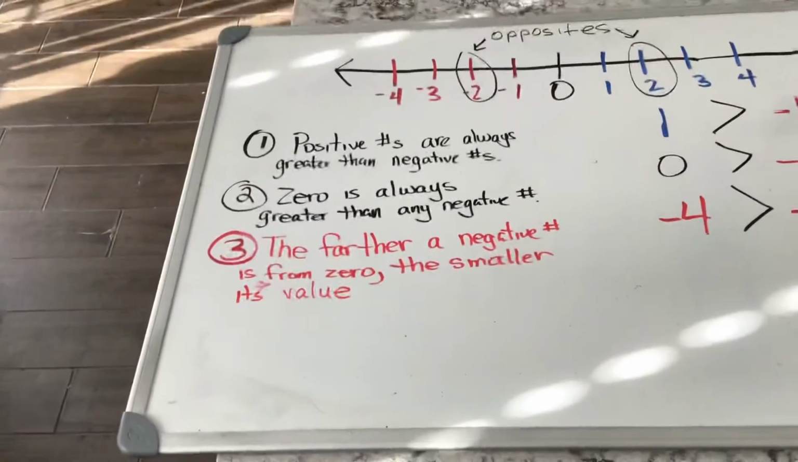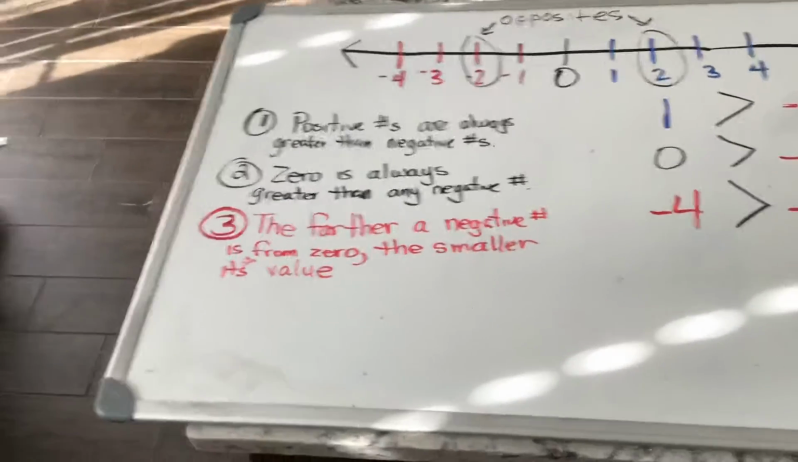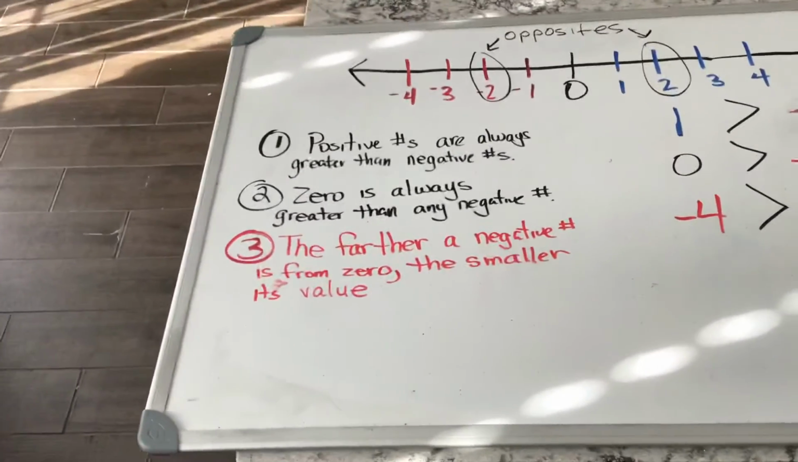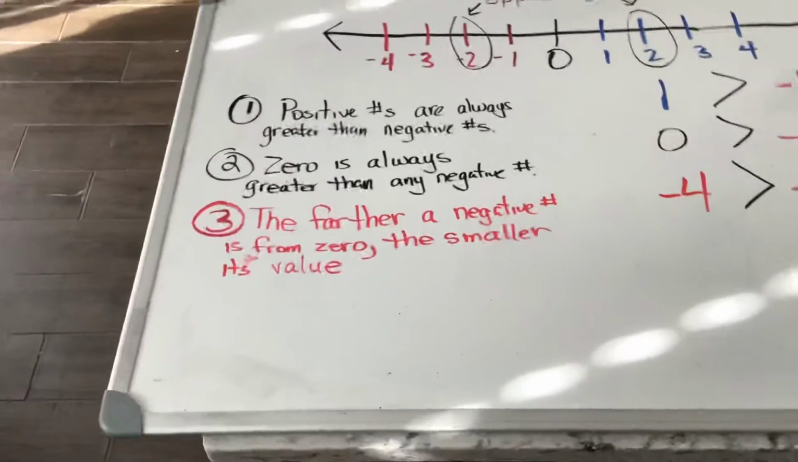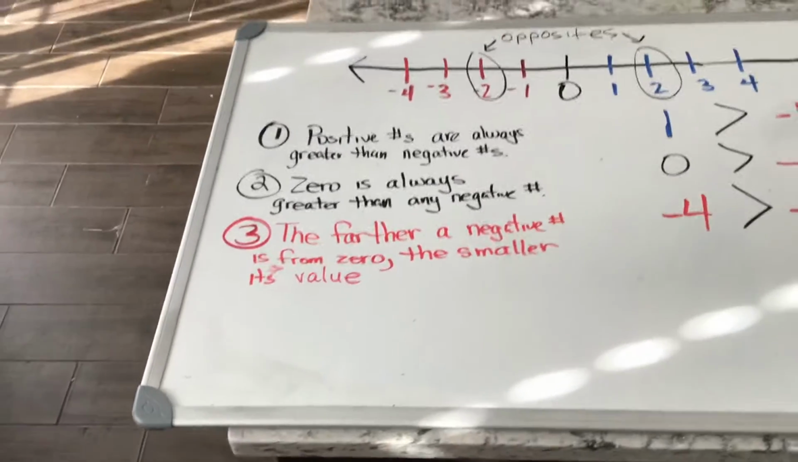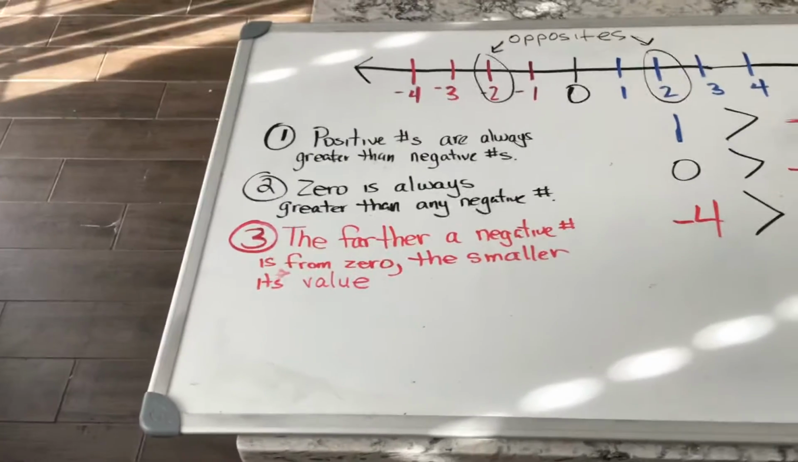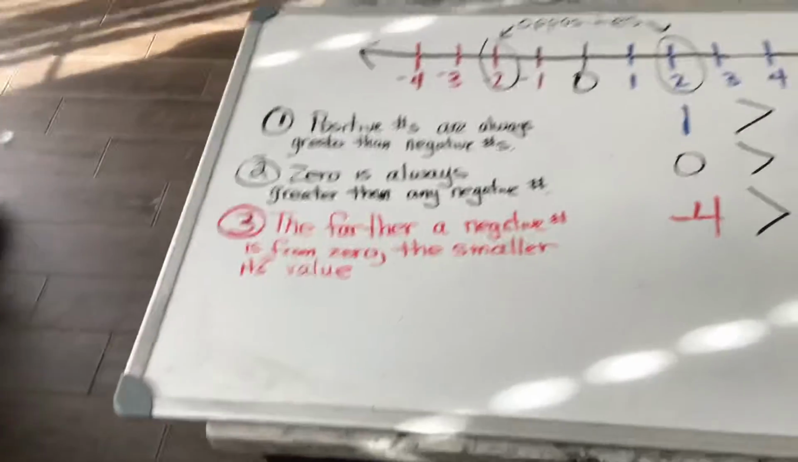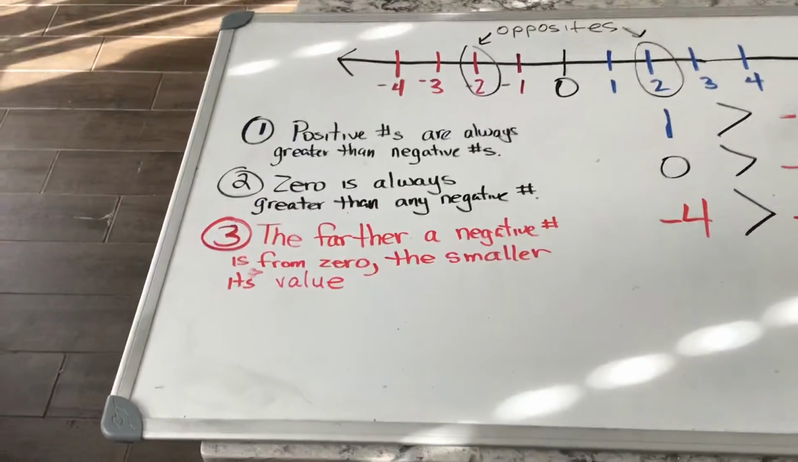Number 2, 0 is always greater than any negative number. Same thing. 0 is not a positive or a negative number. It is neutral. That means it is greater than every negative number, and it is less than every positive number. It's right in the middle. So whenever you're comparing 0 to a negative number, 0 will always be bigger.